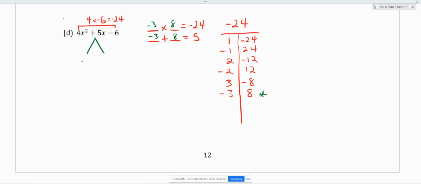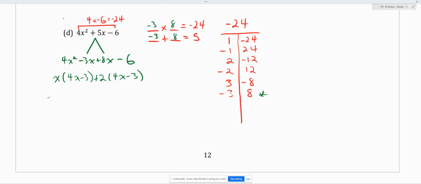Let's decompose. So -3x plus 8x. My first term, bring it down. My last term, the constant, bring that down. And let's factor them. In this one, again, all I can take out is an x, which is very common. And I'm going to be left with 4x minus 3. And in my second, 8x minus 6, the most I can divide out is a 2. So I'm going to take out a 2, and I'm left with 4x minus 3 again.